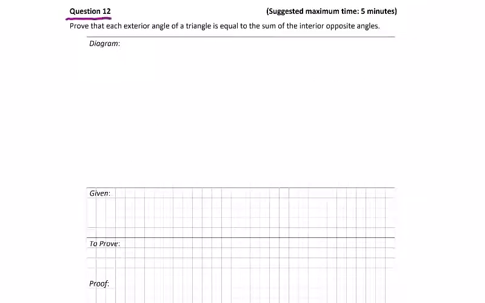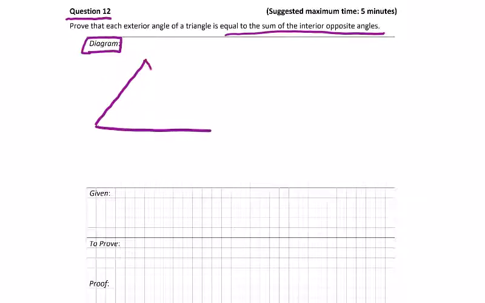Question 12, 2019, was a proof, which you don't have to do after 2019. That was the last exam before the crazy years, but it was the last year that had proofs on it. Prove that each exterior angle of a triangle is equal to the sum of the interior opposite angles. We have to come up with a diagram. I'm going to create a triangle ABC, so that's what we'll say we're given, this triangle ABC.